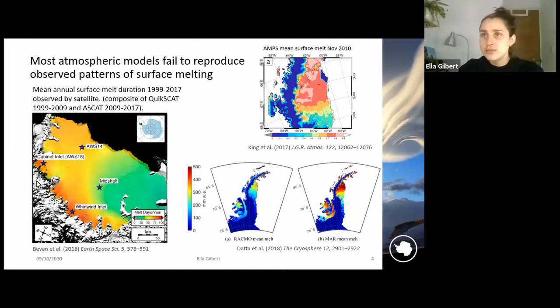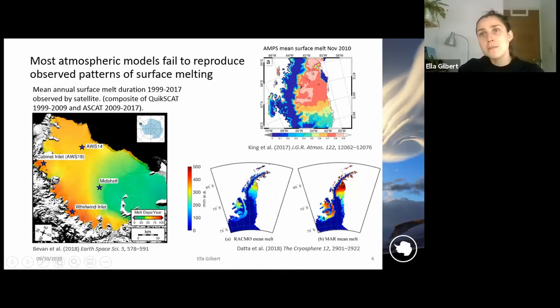So on the left-hand side here, hopefully you can see my pointer, we've got a composited image of mean annual melt duration, so the number of days every year where melting is occurring. This is from a paper by Suzanne Bevan, and it's taken from satellite observations between 1999 and 2017. What we can see is that there is a general north-south gradient in the amount of melting that occurs. This is kind of what we expect from the latitudinal variation of temperature and of solar radiation. But then importantly, superimposed upon that is this east-west gradient.